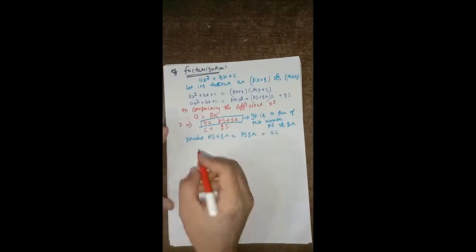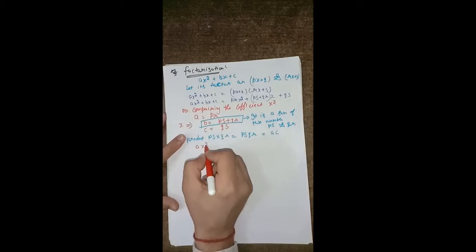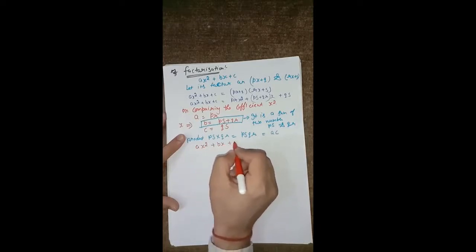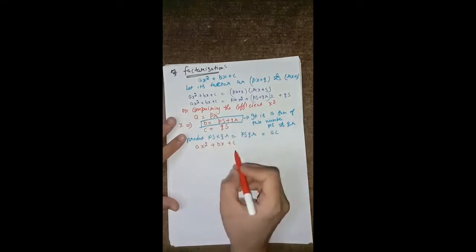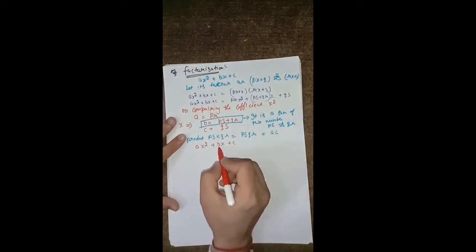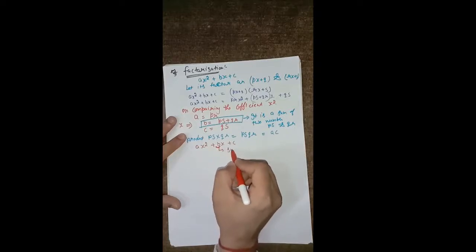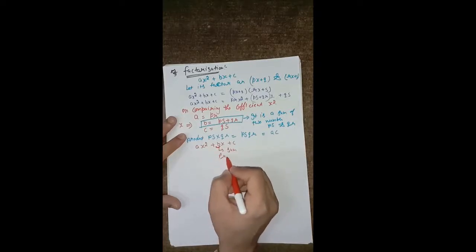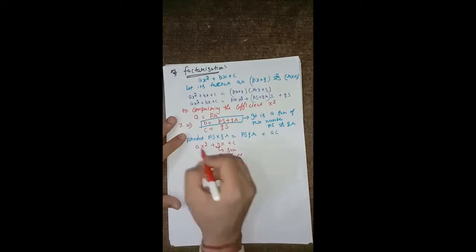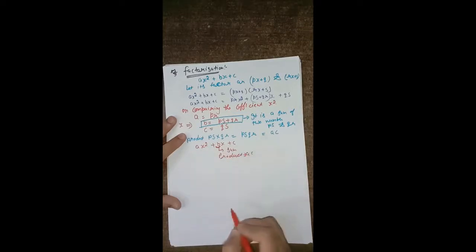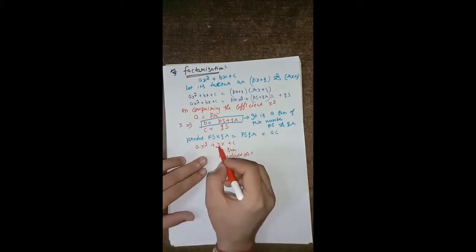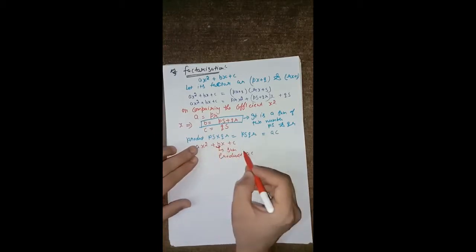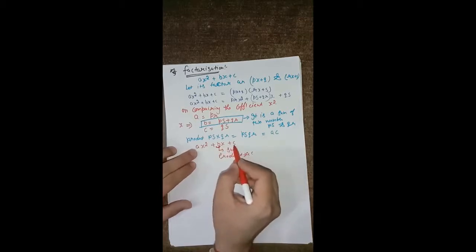Now for ax square plus bx plus c, I have to find two numbers whose sum equals b and whose product equals ac. There will be two numbers whose sum equals b and product equals ac.